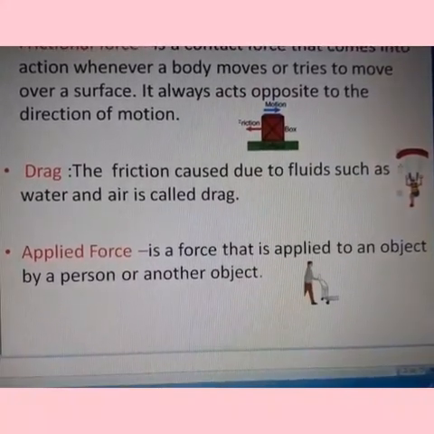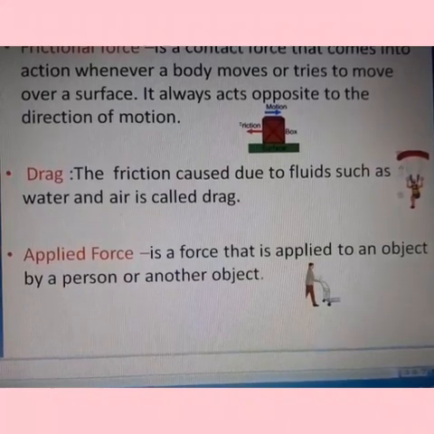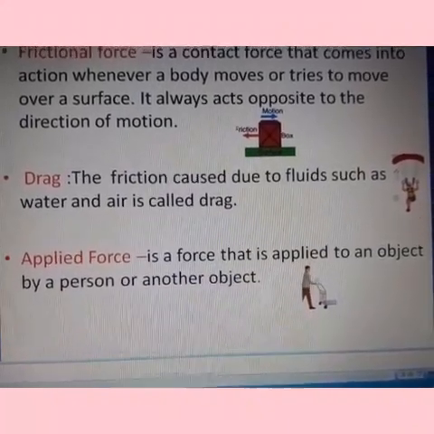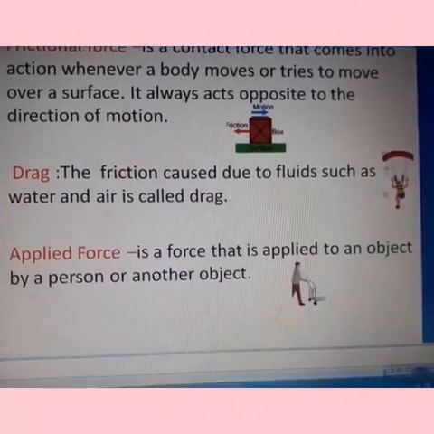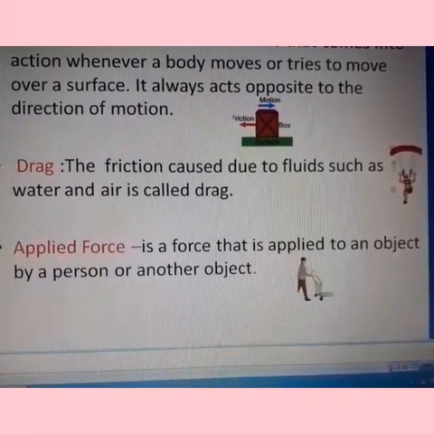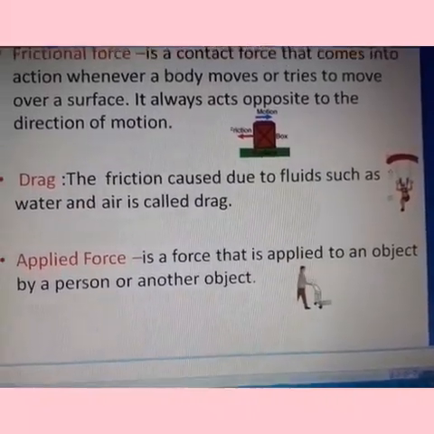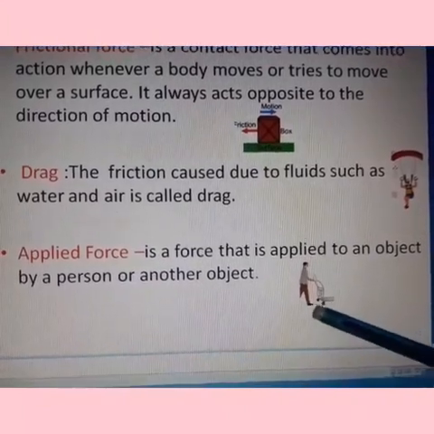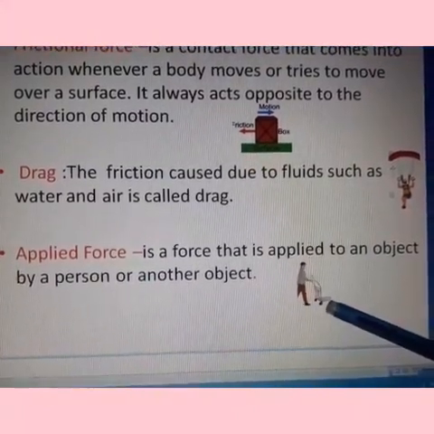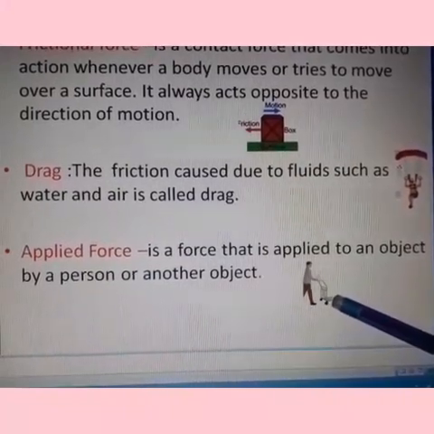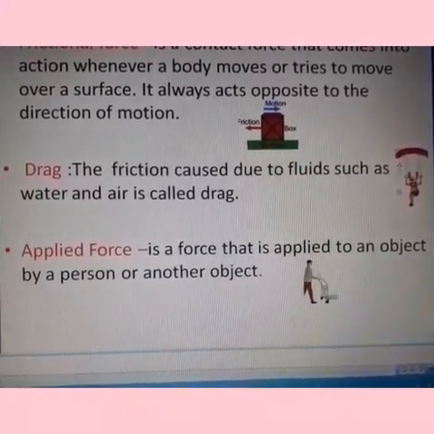The drag force. The friction that is caused due to fluids such as water and air is called drag. Applied force. Applied force is a force that is applied to an object by a person or another object. For example, here the man is pushing this trolley, so he is applying muscular force on it to push the trolley.